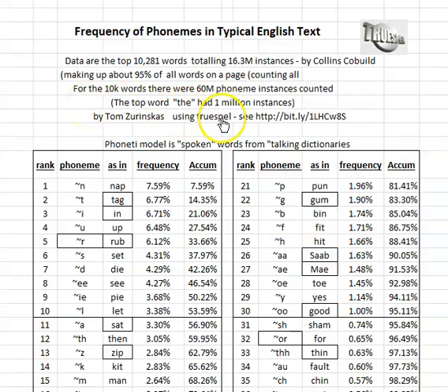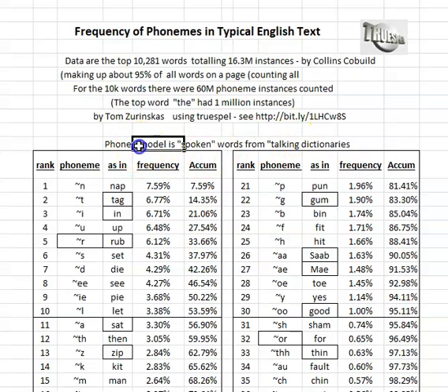There were 62 million phoneme instances counted. For instance, the word the had 1 million instances. I'm Tom Zarinskas, and we're using the database at Truespel.com, and here is a site you could go to that talks about Truespel being a very scientific approach.